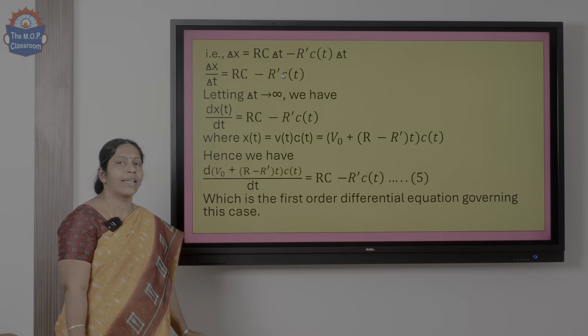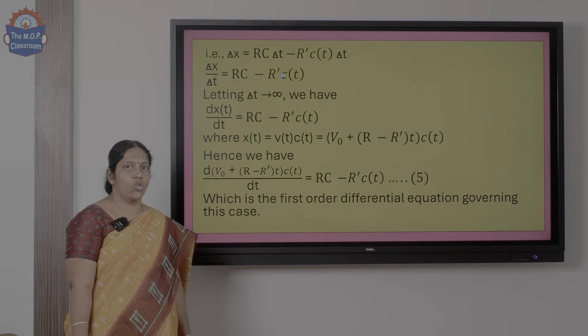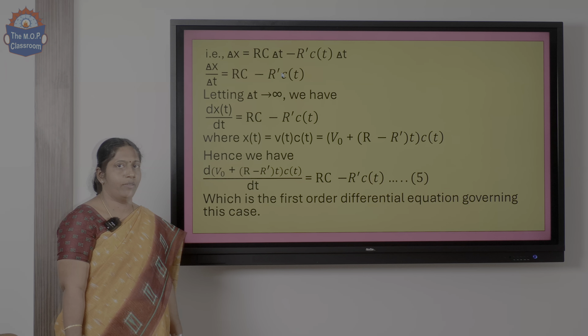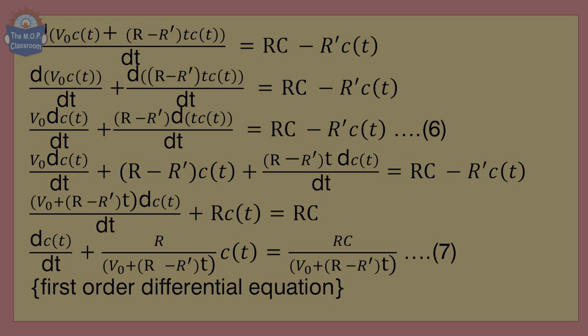Now, let us see how we can solve this differential equation and arrive at an expression for C of t. In the left hand side, the term in the numerator can be split into two expressions, and we can write the derivative as a sum of two derivatives as shown in expression 6, where V naught is a constant and R minus R dash is a constant. So, they are written outside the derivatives. Now, expression 6 can be further rearranged. That is, the second term in expression 6, the differentiation can be done using the product rule, and we arrive at expression 7 rearranging the terms.